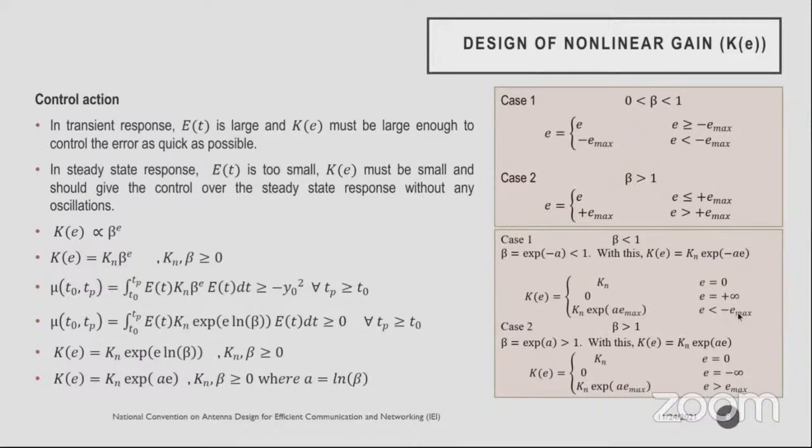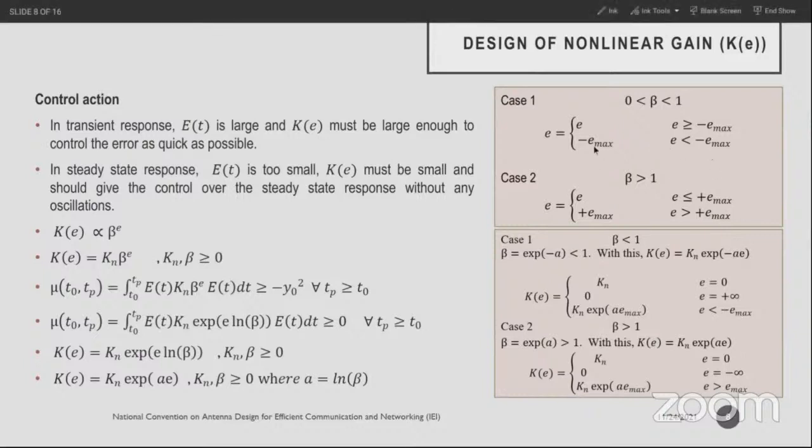When it is less than minus Emax, it is already said that it is minus Emax. Then we can substitute this. We can have Kn e power Emax. Then if it is 0, e power 0 is 1, then K of e is simply Kn. If it is plus infinity, e power minus infinity is going to be 0. If it is greater than 1, it is always a positive number. With this, K of e is equal to Kn e power ae.